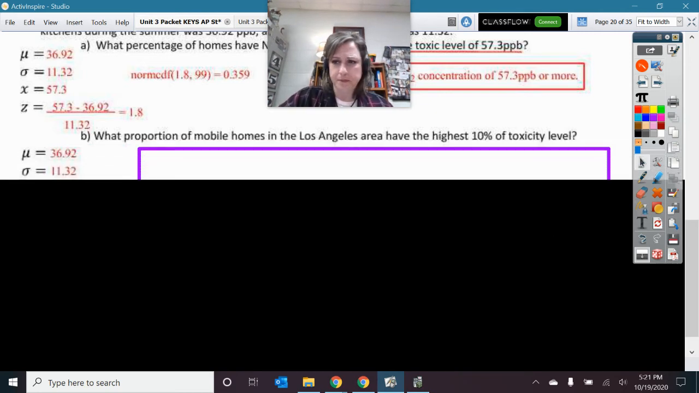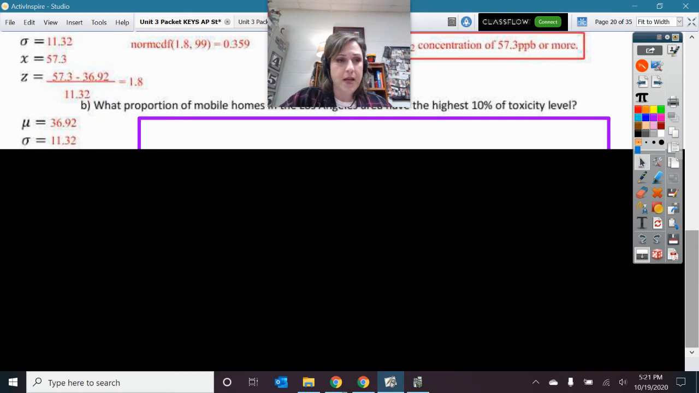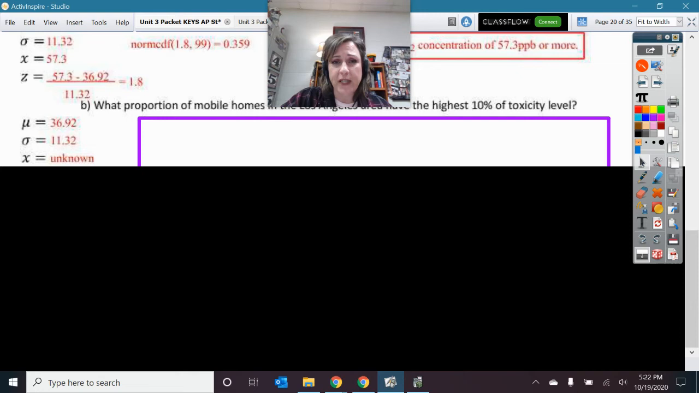All right, have you worked this problem out? Here we go. So there's the mean and the standard deviation. We are wanting to know the X value. We are wanting to know how toxic are the top 10% of toxicity levels.